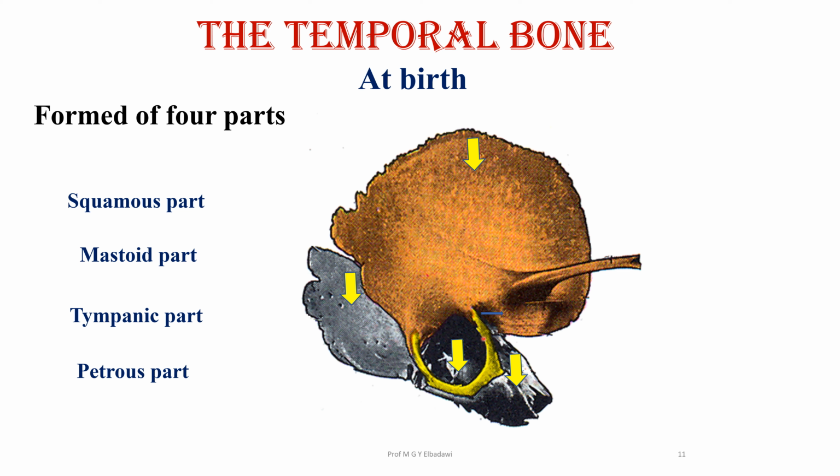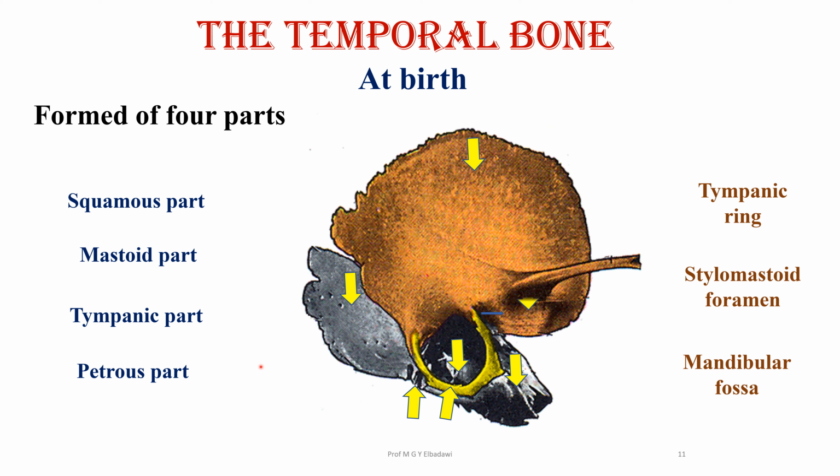For the tympanic part, the external auditory meatus is represented by a tympanic ring just before development. Here, because the mastoid process does not develop, the stylomastoid foramen will look on the lateral side of the skull, not at the base as in the adult. And this is how the mandibular fossa looks at birth.